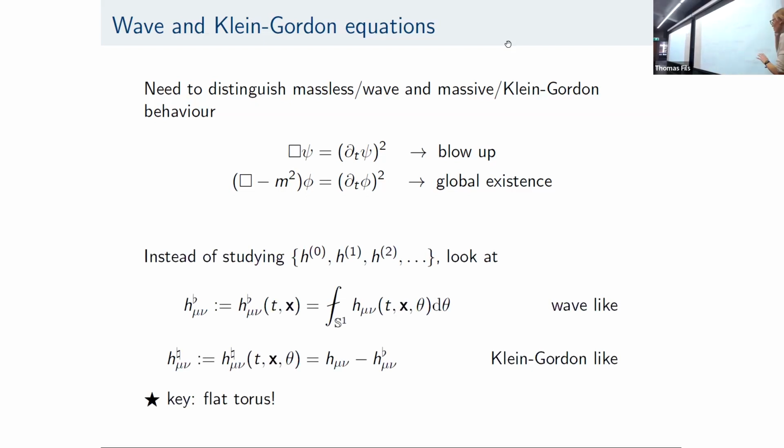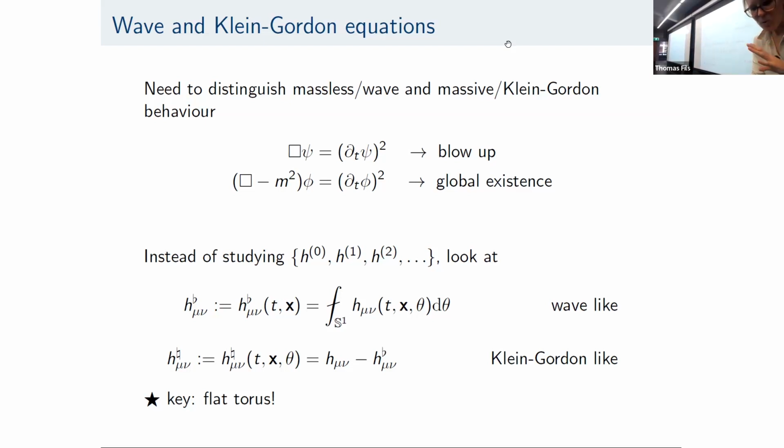So this is what we do. Instead of studying that infinite sequence of Fourier modes, h_0, h_1, h_2, we just divide them into two. We take the zero mode, which is just the average over the circle, which here I've called h-flat. That's the notation that we use. And then I have everything else, essentially the sum of all the non-zero modes. It is very important that we're on a flat torus to be able to do this. I would love to be able to do it on something else, but not yet.